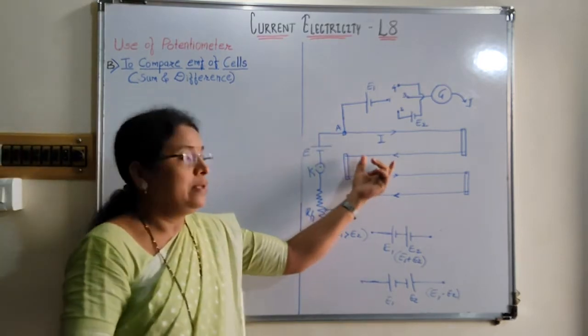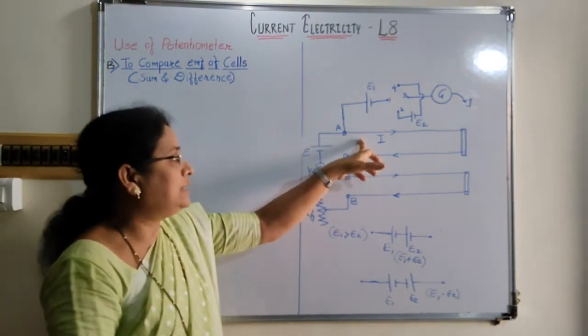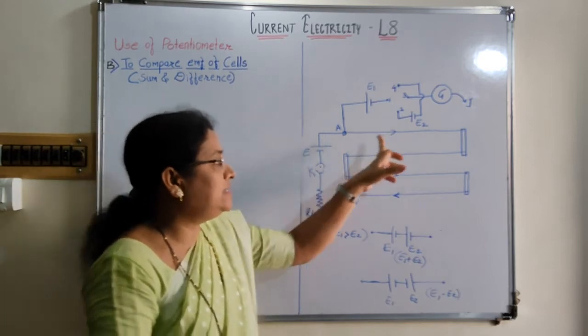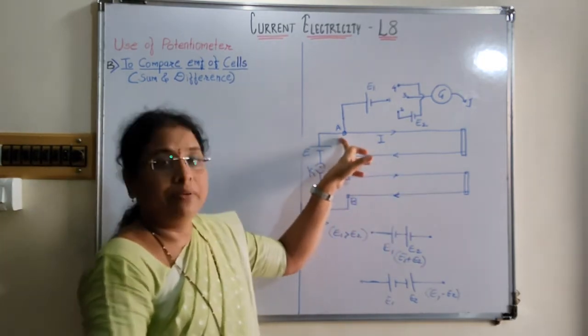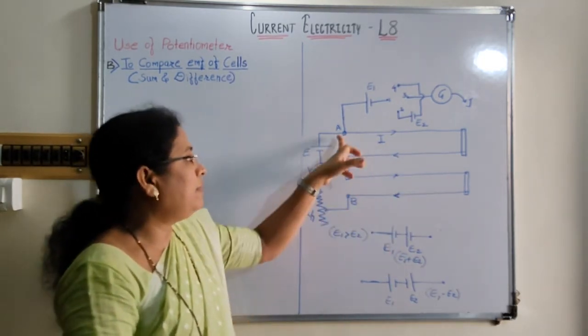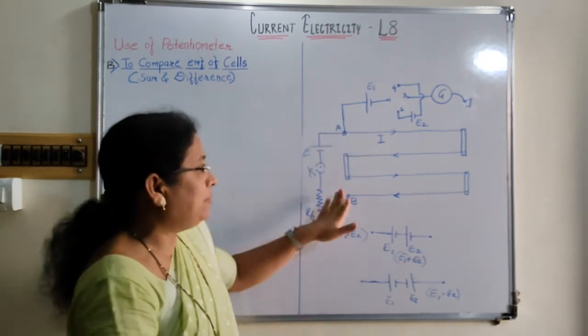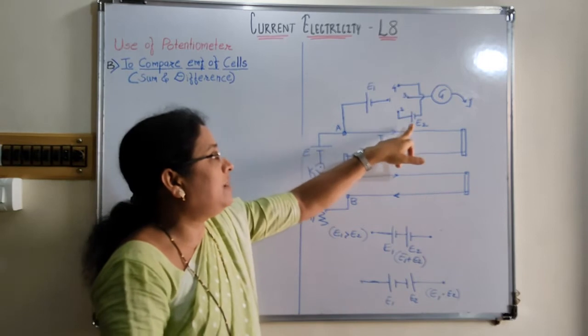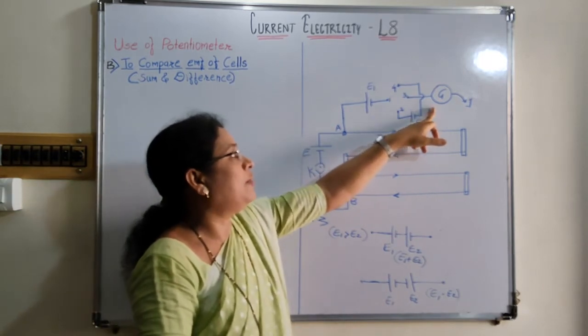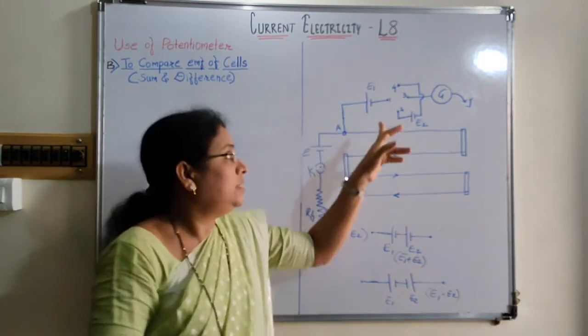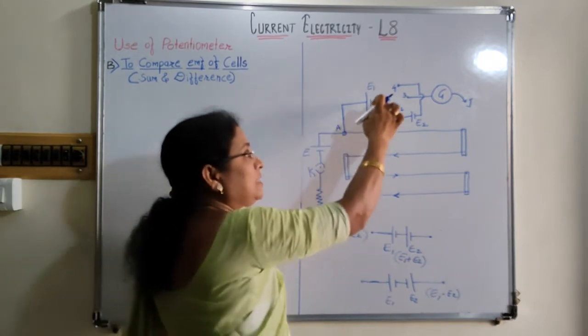So see here, the connections are as shown in figure. We connect the battery, key and rheostat in series with the potentiometer wire. The battery, key and rheostat are connected between points A and B in series. And this is the primary basic circuit. And the cells E1 and E2 are now connected with the help of a galvanometer to a four-way key. This is a four-way key in which there are four gaps.